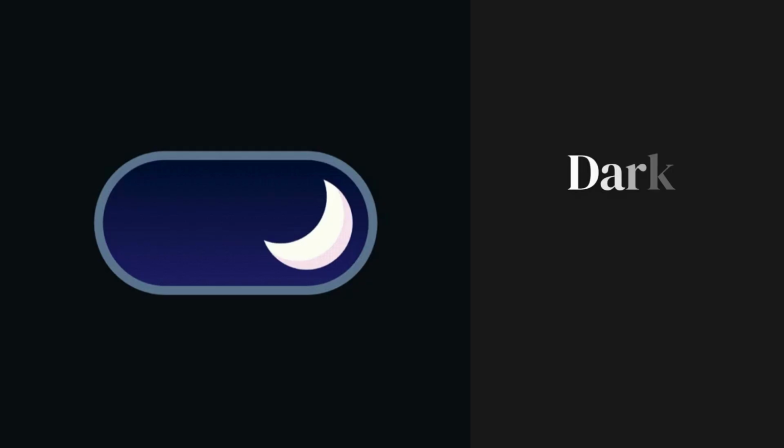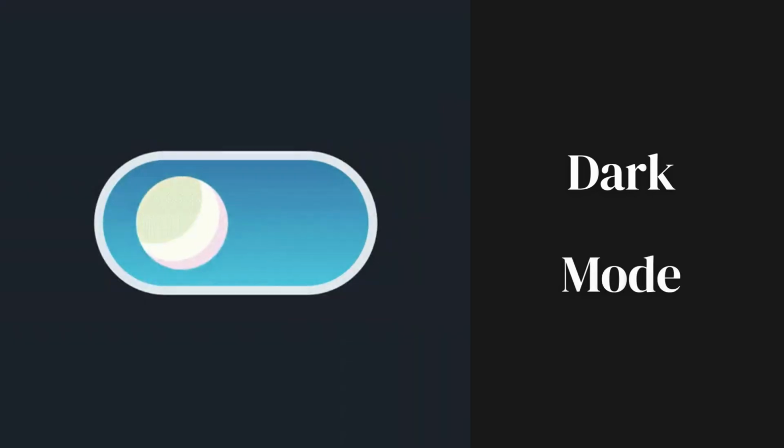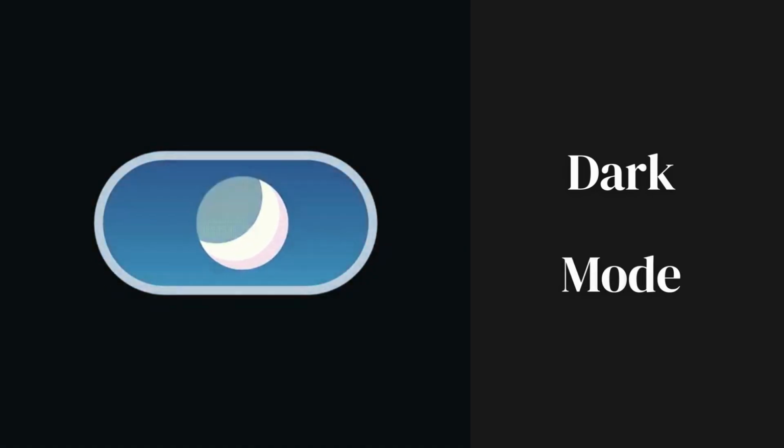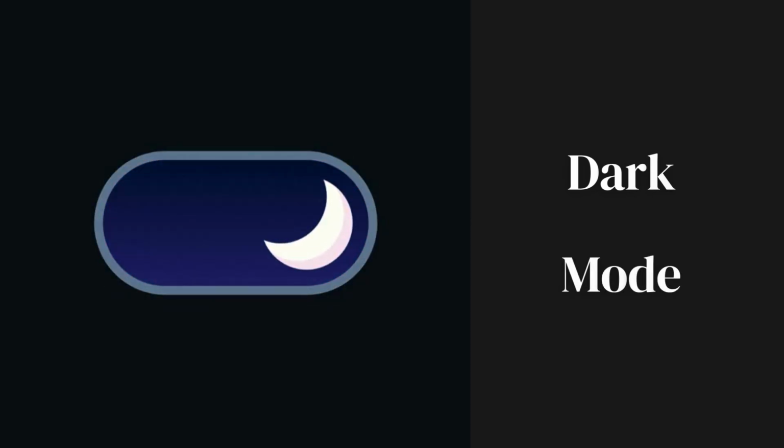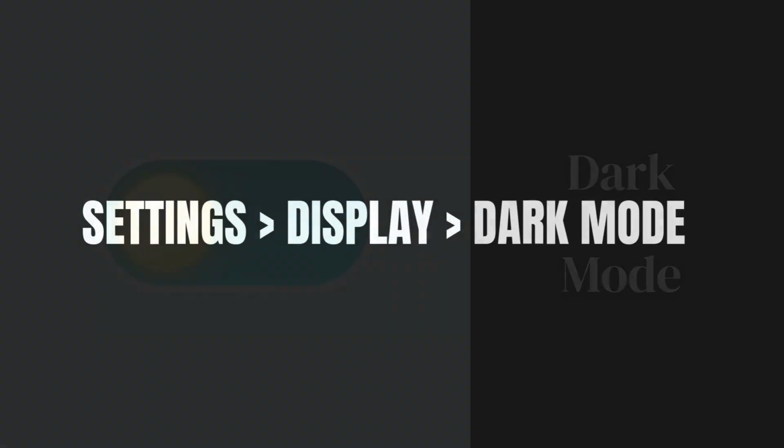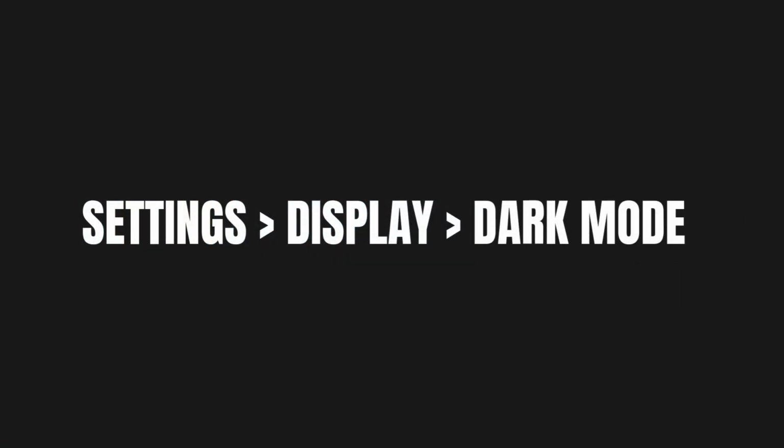Number one solution is use your phone in dark mode. Dark mode reduces power consumption since dark pixels require less energy. For enabling dark mode, just go to Settings, go to the Display section, and enable dark mode.